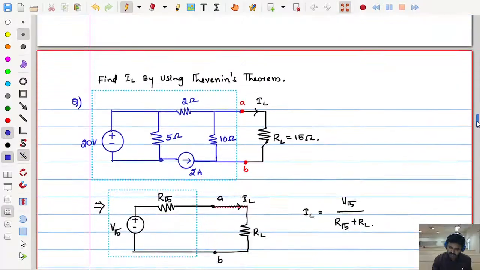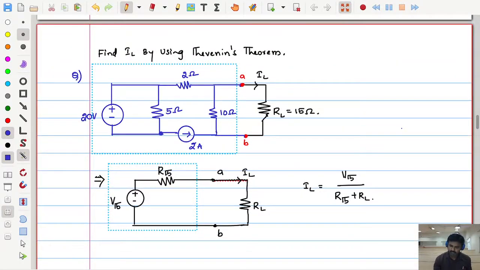Okay. Let us take one more problem. Find the IL by using Thevenin's theorem. So this is the load current IL, and here is the circuit. Now first, once you see Thevenin's theorem, you should decide which portion of the network you need to replace with VTH in series with RTH. That you encircle with some box in this way.